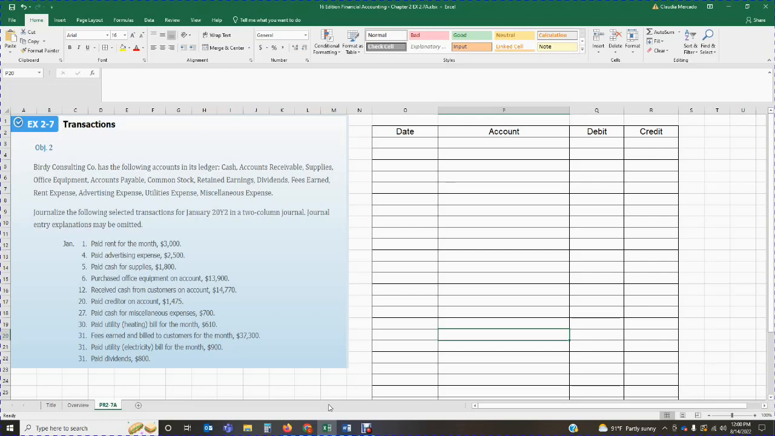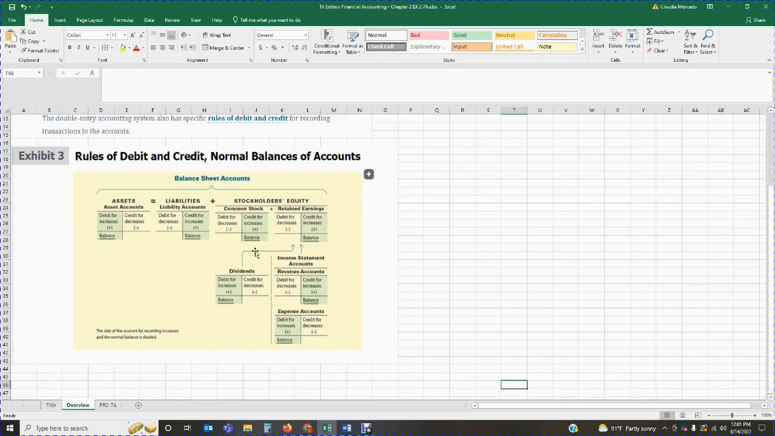Let's start there. It says that you paid the rent for the month, $3,000. So you're going to ask yourself, what is happening here? Well, we are paying the rent for a building and we have to pay $3,000. So what I would do is go back to my exhibit 3 of rules of debits and credits, and ask myself, which accounts are being affected by me paying the rent for $3,000? I don't know about you, but when I pay my rent, I have to write a check and pay my rent. So the money in my bank decreases. Why? Because I'm making a payment for my rent.